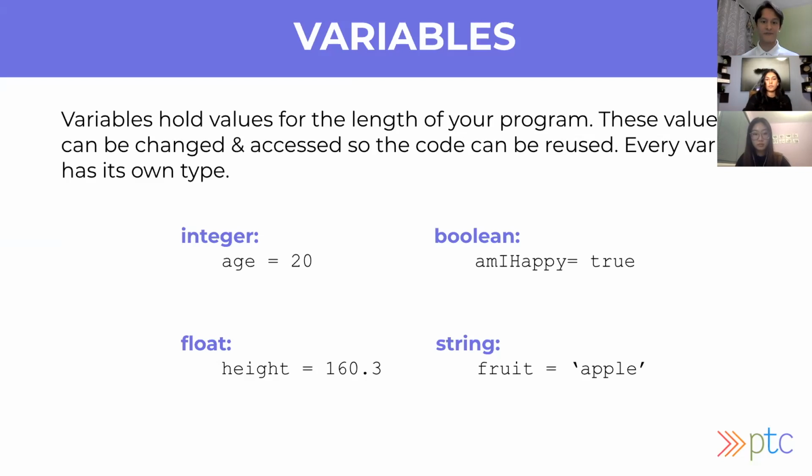Some common variable types are the integer, so it's like someone's age. That's equal to the whole number of, say, 20 years old. Below that, we have the float, a decimal number. In the same way, you'll see the variable height, and you can see that it's equal to a decimal number, say 160.3.